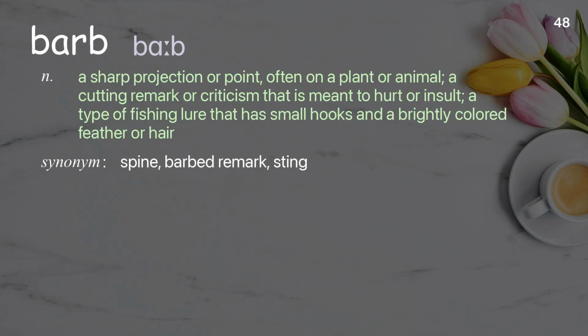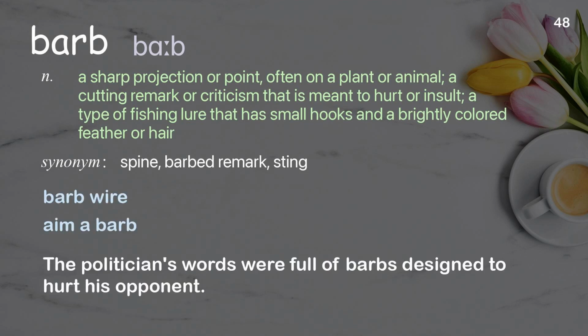Barb. A sharp projection or point, often on a plant or animal, a cutting remark or criticism that is meant to hurt or insult, a type of fishing lure that has small hooks and a brightly colored feather or hair. Examples: Barb wire. Aim a barb. The politician's words were full of barbs designed to hurt his opponent.